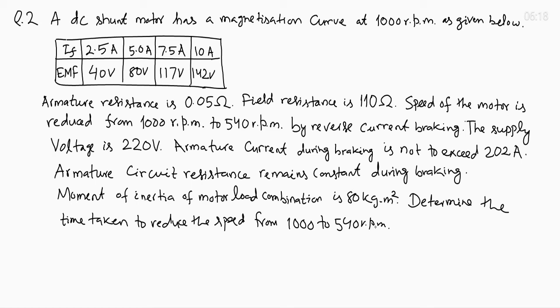The speed of the motor is reduced from 1000 rpm to 540 rpm by reverse current braking. The supply voltage is 220 volt. Armature current during braking is not to exceed 202 ampere. Armature circuit resistance remains constant during braking. Moment of inertia of the motor load combination is 80 kg meter square. Determine the time taken to reduce the speed from 1000 rpm to 500 rpm by reverse current braking. We will solve this numerical.